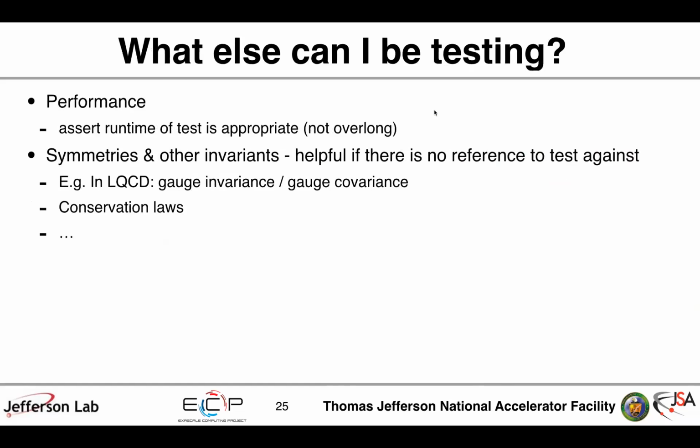So what else could one be testing? Well, one can test performance. These tests typically report their runtimes, or you can just measure the runtimes and make sure that if the test is running too long, then you can automatically fail it. There's a special assertion called fail, which will just cause the test to fail. Or if you don't happen to have any reference code, you can imagine checking symmetries or other invariants. So for example, if you're doing Lattice QCD, you could check gauge invariance of things, gauge covariance of things, you could test conservation laws, and so on.